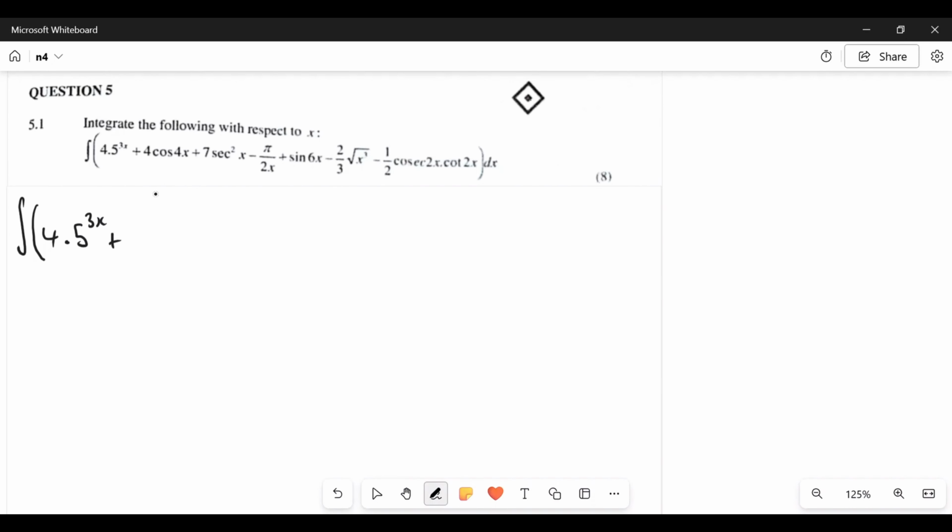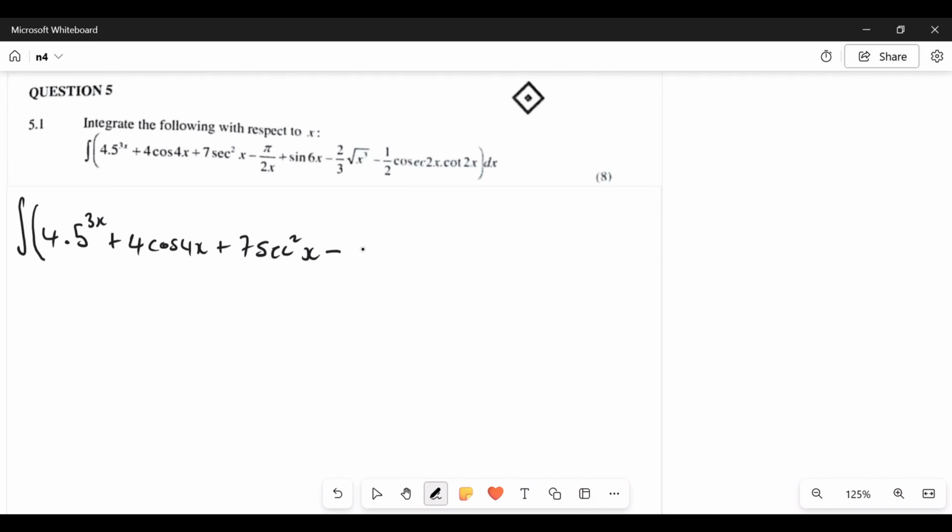Let's do the second term. There's no simplification required there. We have 4 cos 4x. No simplification required there. And then we go to the third term. We have 7 sec squared x. Also, there's no simplification required there. Let's go to the fourth term.